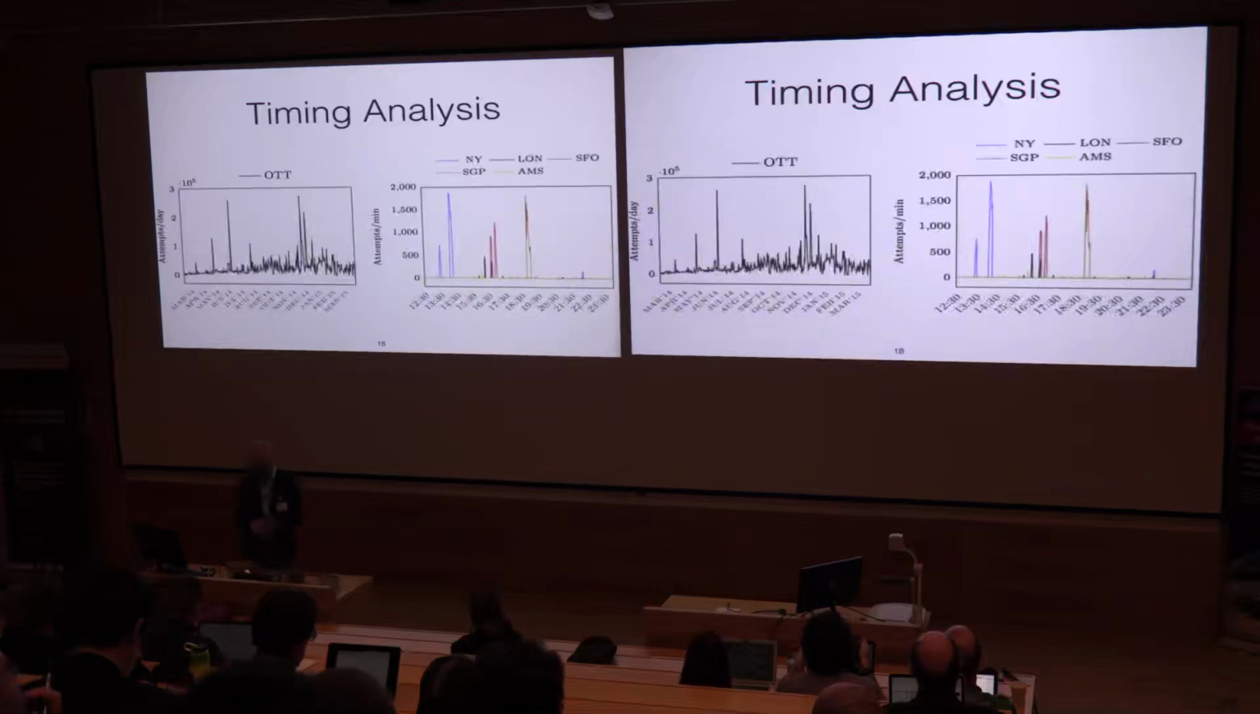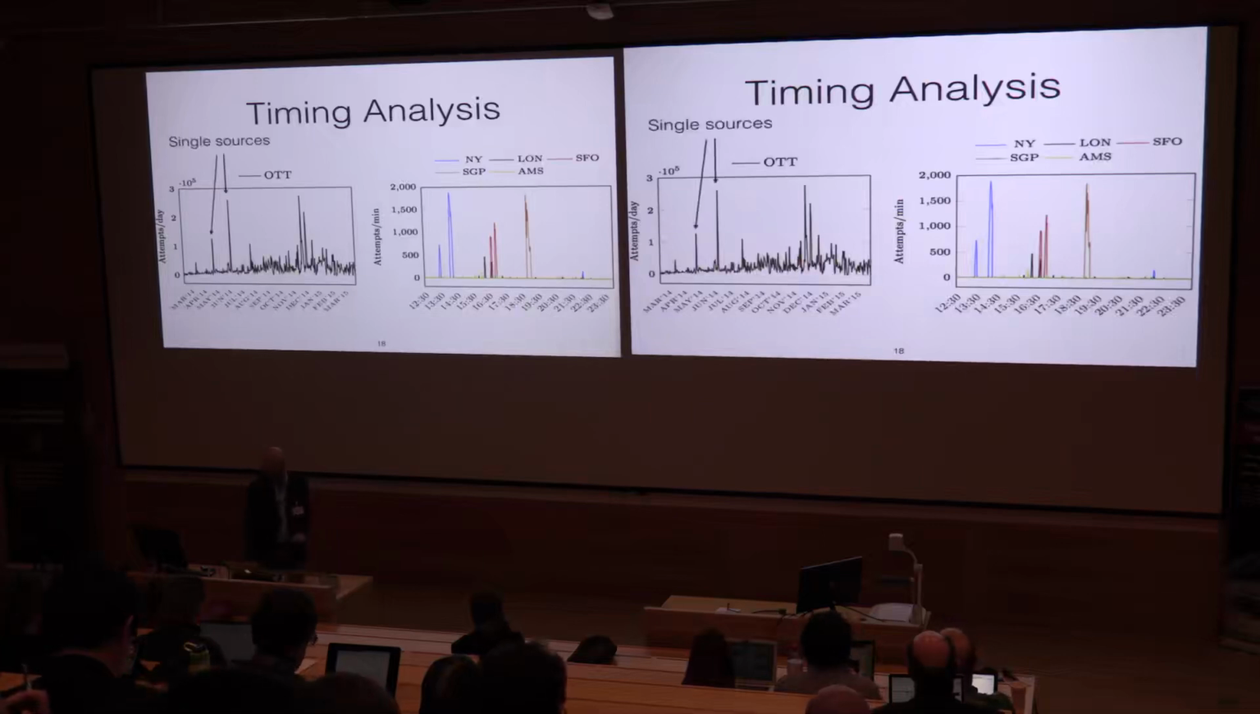Okay, so I'm going to show you some graphs here. On the left we have the Ottawa VM, with attempts per day plotted, and on the right we have attempts per minute for the other VMs. I'll start with the left side of the picture. A couple of interesting points here. The first two spikes around May and June were done by a single source IP address.